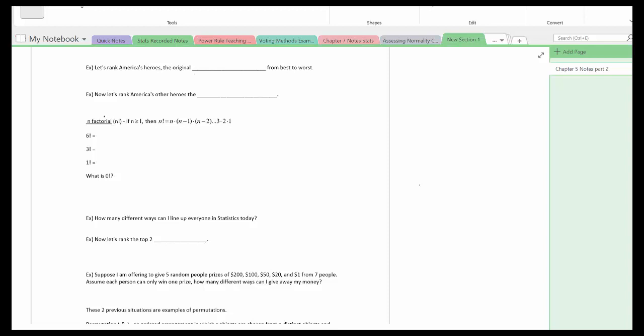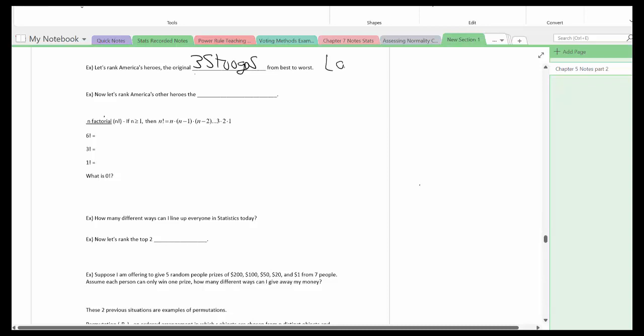Okay, let's take a look at the next example. So now I want to rank America's heroes. These heroes get laughed at and laughed at and laughed at constantly for our entertainment. And it's time to give these men their due respect. Who am I talking about? The Three Stooges. Okay? We want to rank them from best to worst.